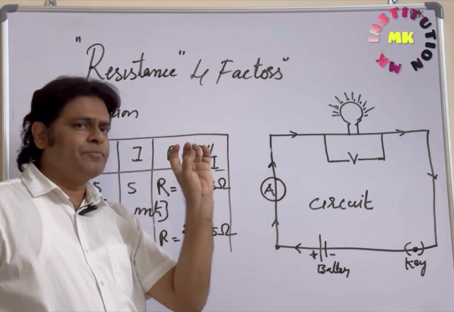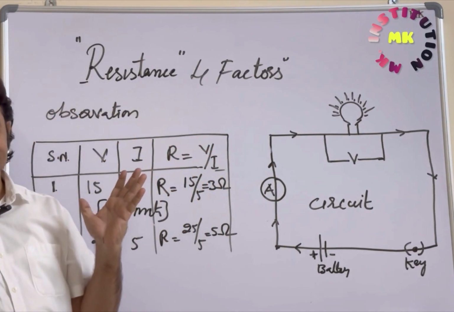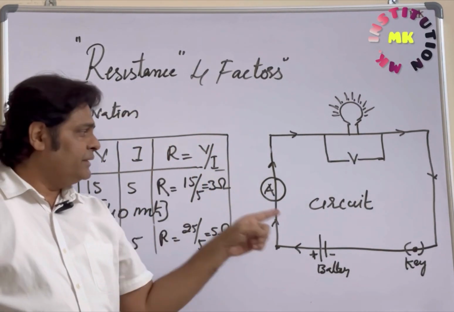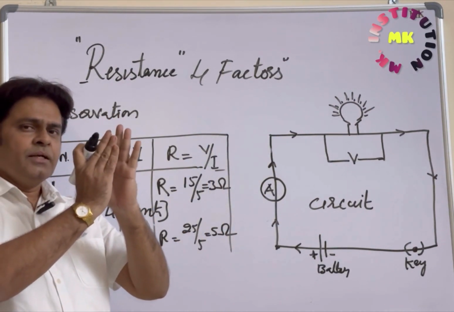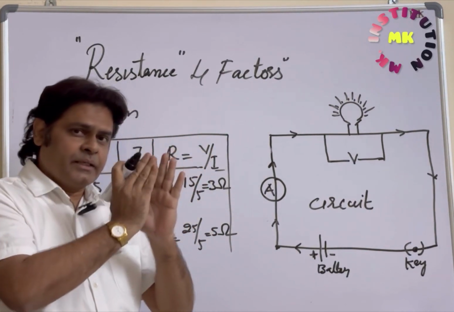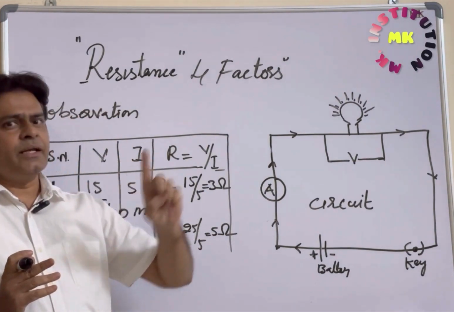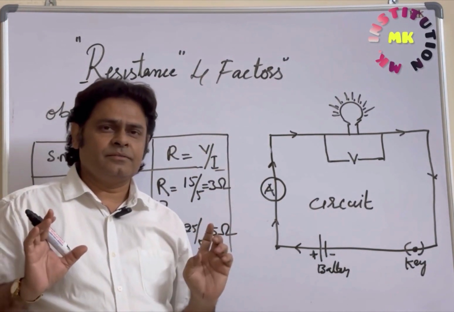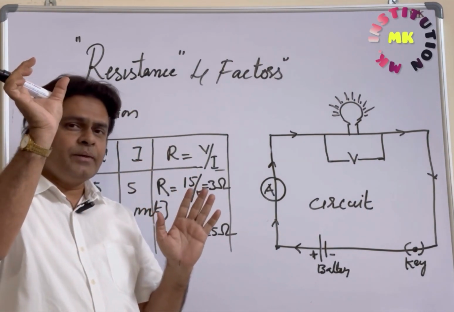Because of the continuous glow of the bulb, it is not only giving light, it also produces heat. And due to that temperature, the resistance also increases. Keep in mind, when the temperature increases, the resistance also increases. And if the resistance increases, current decreases. This you have to keep in mind. If the resistance increases, then the current will reduce.